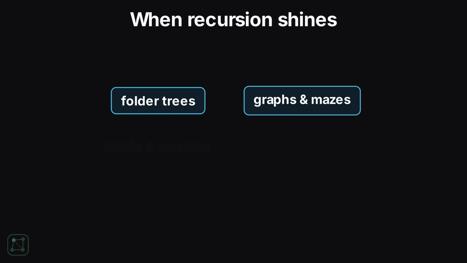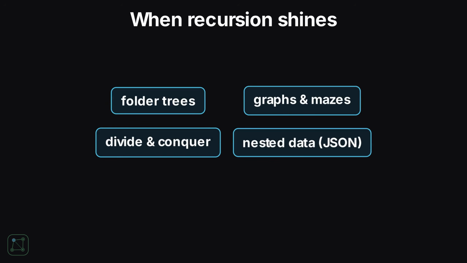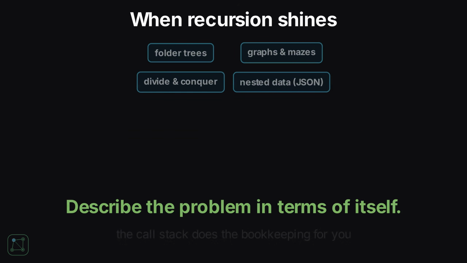Recursion shines whenever a problem contains smaller copies of itself. Walking a folder tree, exploring a graph, the divide and conquer sorts from last time. Anything branching or nested is often clumsy with loops, but beautiful with recursion. Anything recursive can be rewritten as a loop, and a loop won't fill the stack. But for self-similar problems, recursion is dramatically clearer. You just describe the problem in terms of itself, plus a base case, and the call stack does the bookkeeping for you.